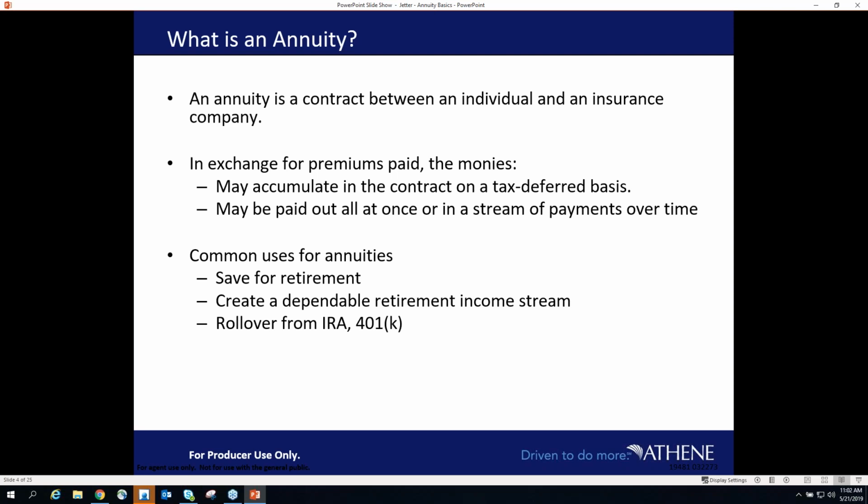So common uses for annuities are to save for retirement, one of the biggest, and to create a dependable retirement income stream. A lot of folks are using annuities for guaranteed income, and then rollovers from IRAs and 401ks. That is a big market where annuities fit in.